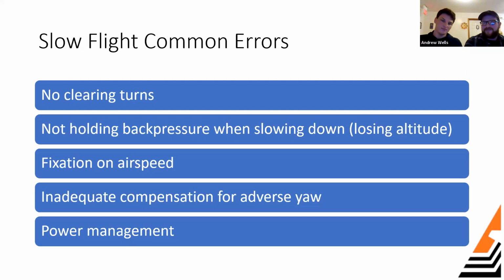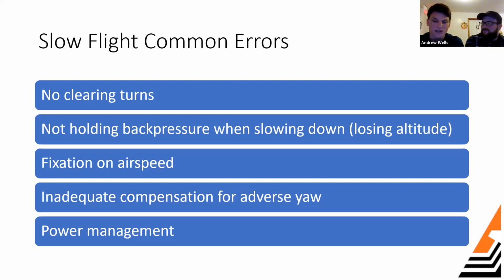Usually, when a student gets fixated on an instrument, like they're looking at their airspeed the whole time, and they're pulling back, and now they're not looking outside or looking at their altitude, and they just start dropping. Yep. And you start to descend. So that's why I said you got to start pulling back on that yoke a little bit till you reach that 55 knots.